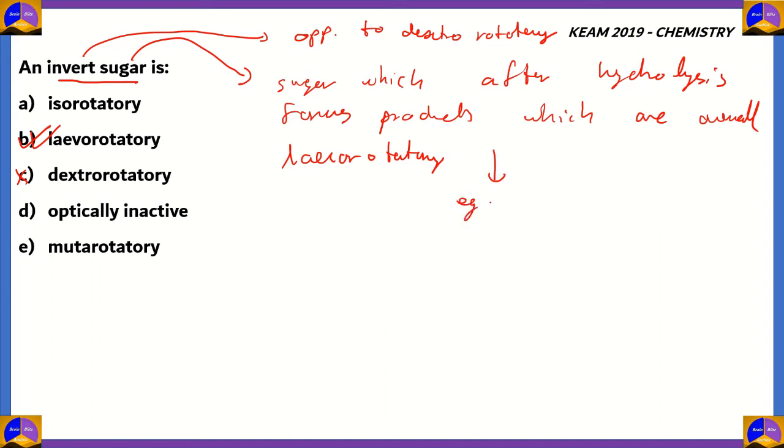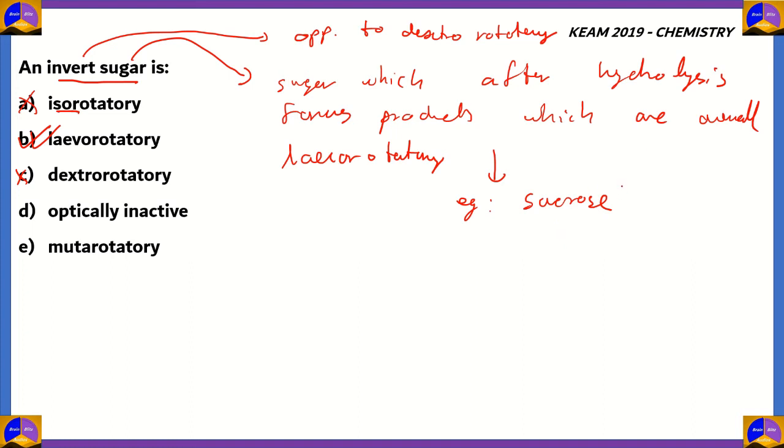An example for an invert sugar is sucrose, because sucrose, when hydrolyzed, produces both glucose and fructose, and while glucose is a 6-carbon sugar which is dextrorotatory, fructose is levorotatory and also a 6-carbon sugar. So there's more amount of fructose produced, so the products are overall levorotatory, and that's why sucrose is called an invert sugar.